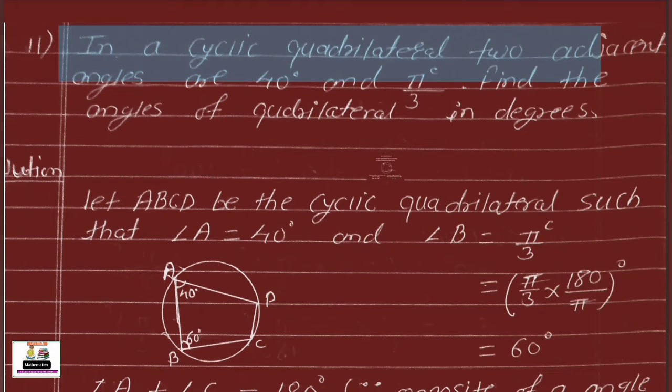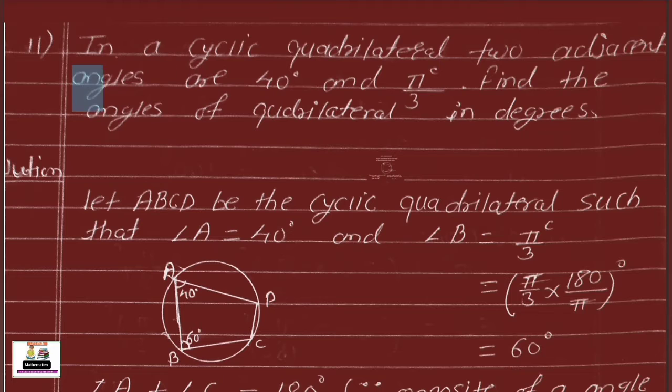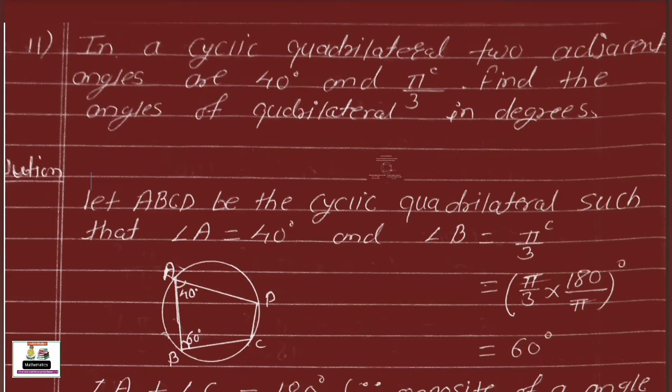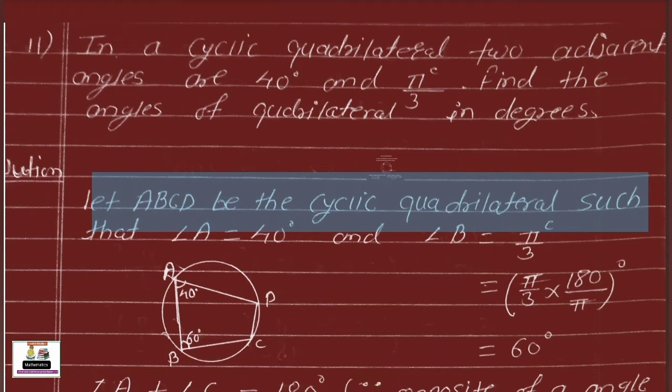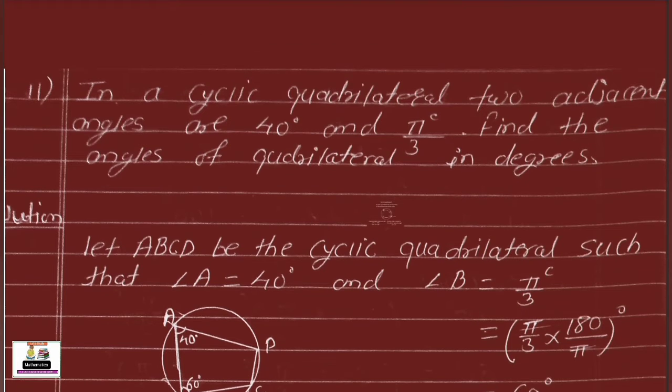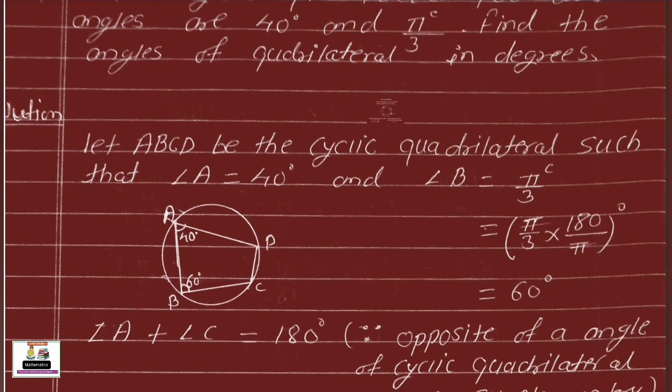In a cyclic quadrilateral, two adjacent angles are 40 degrees and pi by 3 radians. Find the angles of the quadrilateral in degrees. Let's see the solution. Let ABCD be the cyclic quadrilateral such that measure of angle A is 40 degrees and measure of angle B is pi by 3 radians.